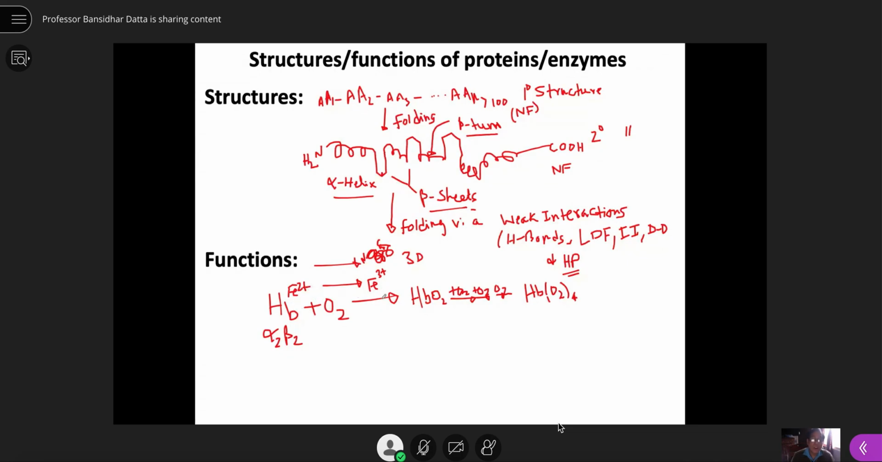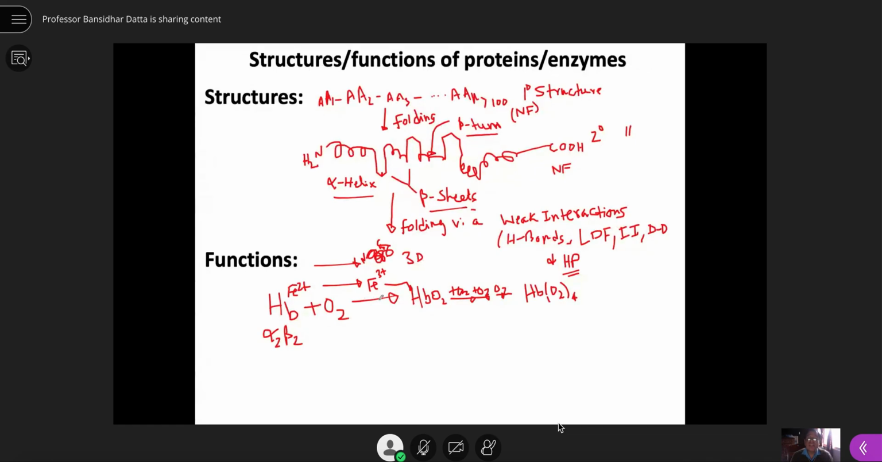Once it binds to oxygen, it is oxidized, and it becomes Fe3 plus. So Fe3 plus binds to oxygen, goes to the cell surface, delivers the oxygen, becomes Fe2 plus again, and brings it back to the lungs, gets the oxygen again, and goes again and again. It's a circulation.